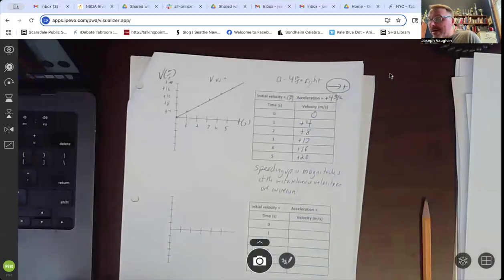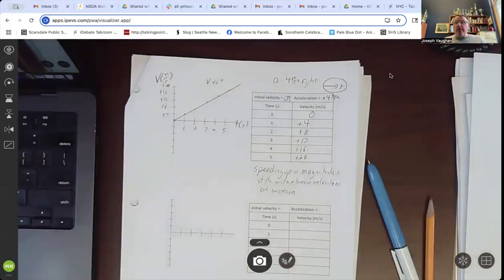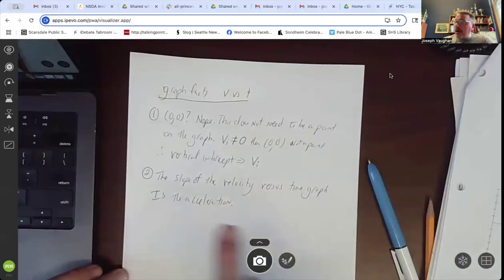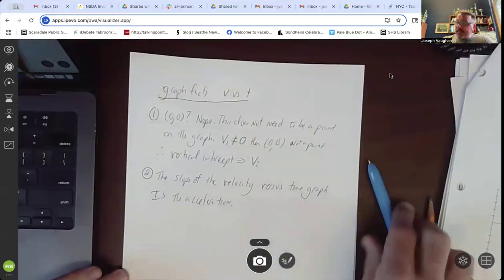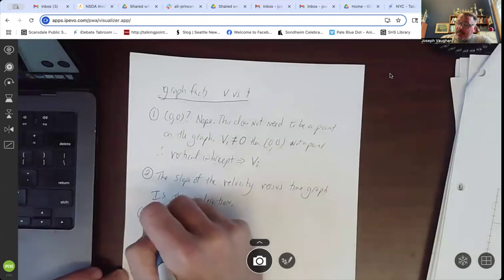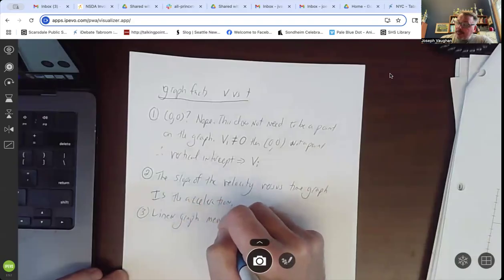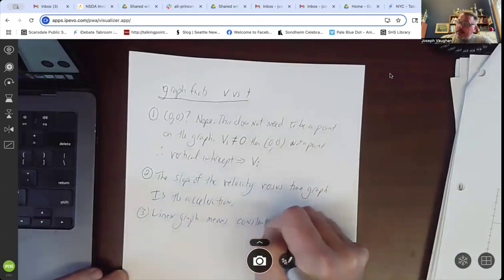So now going back to the graph, we know the value of the slope. What else is true about this slope? And you should be able to make two observations about this slope. One, the trend is linear. Therefore, the slope is constant. Okay? So what does that mean, that the trend is linear, that the slope is constant? Well, if the slope of the velocity versus time graph is the acceleration, that means a linear graph means constant acceleration.